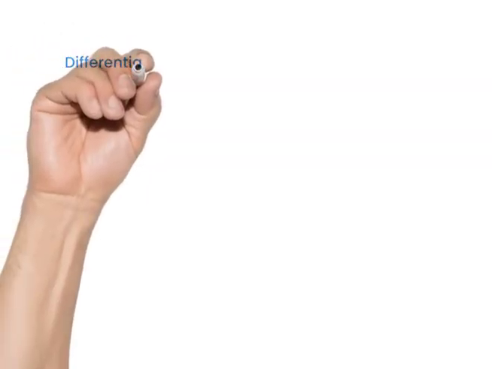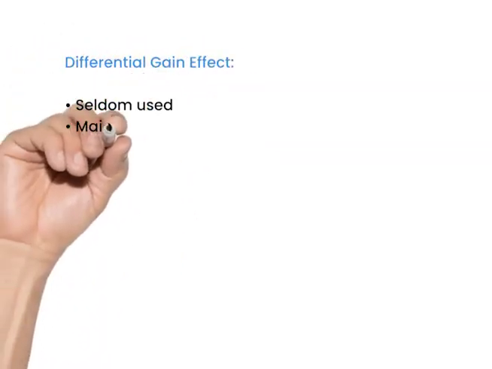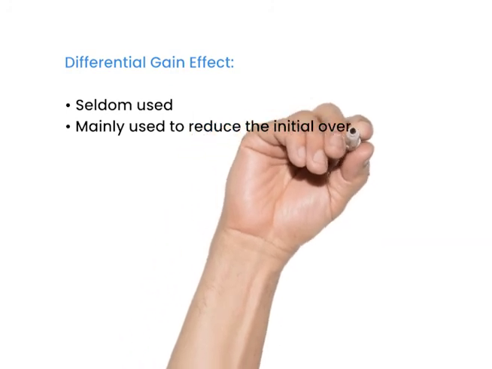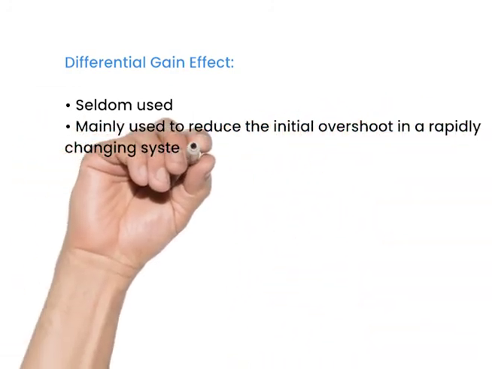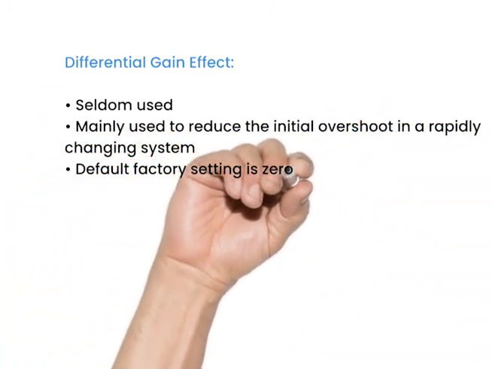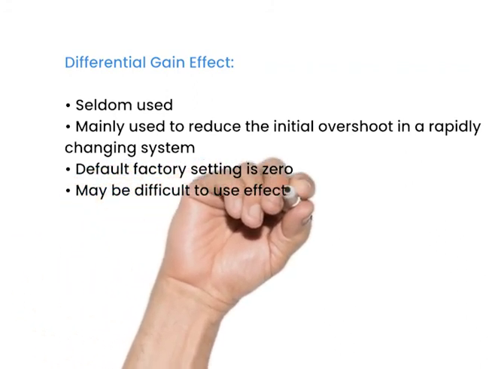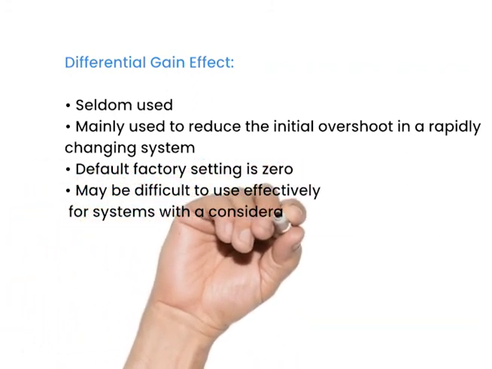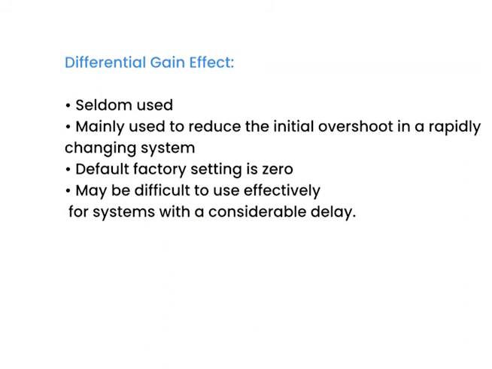The differential gain factor is seldom used. This term is mainly used to reduce the initial overshoot in a rapidly changing system. The default factory setting for the differential gain is 0. The functionality is still implemented and available though. For systems with considerable delay in reacting to a stimulus, it may be difficult to use the differential gain factor effectively.